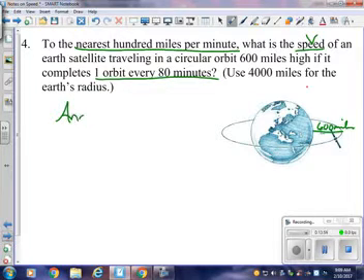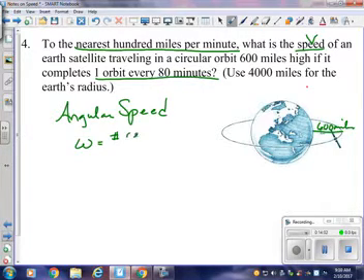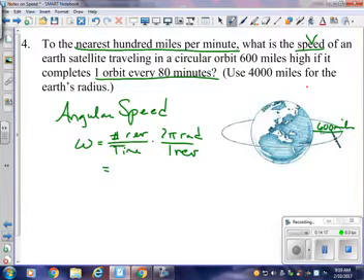All right, let's start off with angular speed. So omega is equal to the number of revolutions over time times 2 pi radians over 1 revolution. So if I plug that in, it told me an orbit is 80 minutes. That means it went all the way around. So an orbit and a revolution mean the same thing. So 1 revolution is 80 minutes.